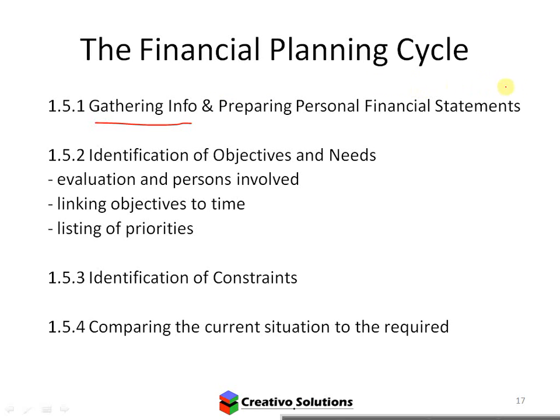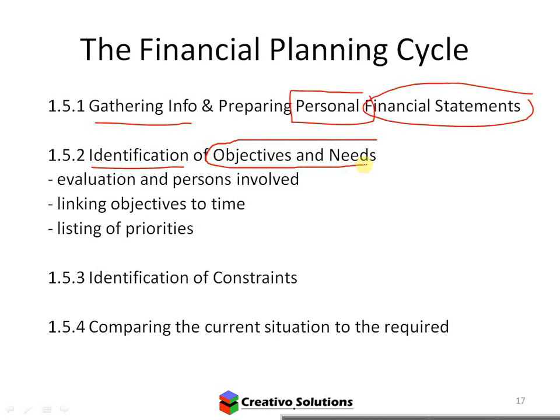Where do companies get information? Financial statements. Where can individuals get information? Same thing, financial statements. So you could create a personal financial statement of your financial position, or your comprehensive income, or even your cash flow. Individuals need to do the same thing. They need to identify objectives and needs, because having identified the data, they should be able to identify what they should do and what they need to do.